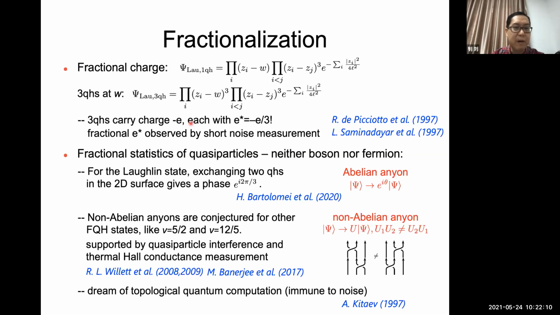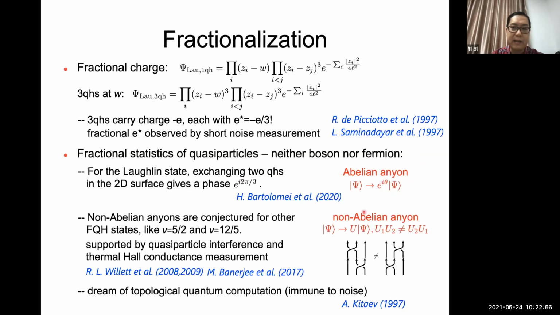Moreover, the quasi-particles in the Laughlin states also obey fractional statistics. If we exchange two quasi-holes, for example, in the Laughlin state, you can show that finally we get an extra phase e to the i 2 pi over 3 in the final state. And this extra phase is not +1 for bosons and not -1 for fermions. So the quasi-holes or quasi-particles in the Laughlin states are neither bosons nor fermions, and we call them anyons. And the Laughlin quasi-particles are abelian anyons, because if we exchange two Laughlin quasi-particles, we get an extra phase in the final state.